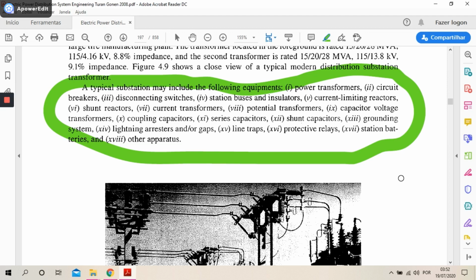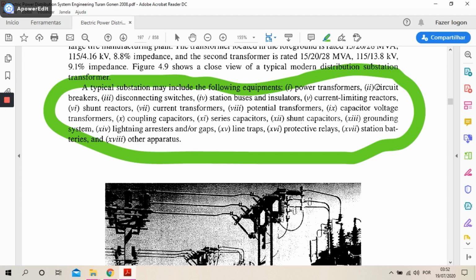Current limiting reactors, shunt reactors, current transformers, potential transformers, capacitor voltage transformers, coupling capacitors, series capacitors, shunt capacitors, grounding system, lightning arresters and or gaps, line traps, protective relays, station batteries, and other apparatus.